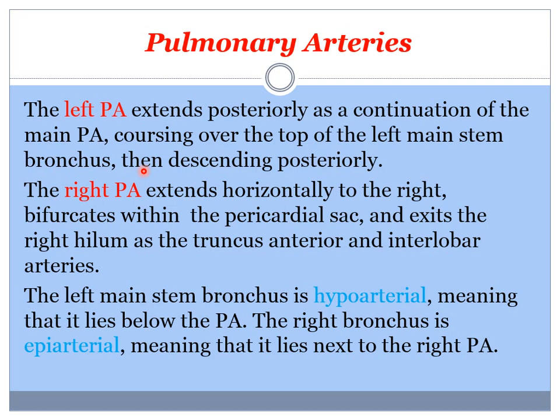About the pulmonary arteries: the left pulmonary artery extends posteriorly as a continuation of the main pulmonary artery, coursing over the top of the left main stem bronchus, then descending posteriorly. The right pulmonary artery extends horizontally to the right, bifurcates within the pericardial sac, and exits the right hilum as the truncus anterior and interlobar arteries. The left main stem bronchus is hypoarterial, while the right one is epiarterial.